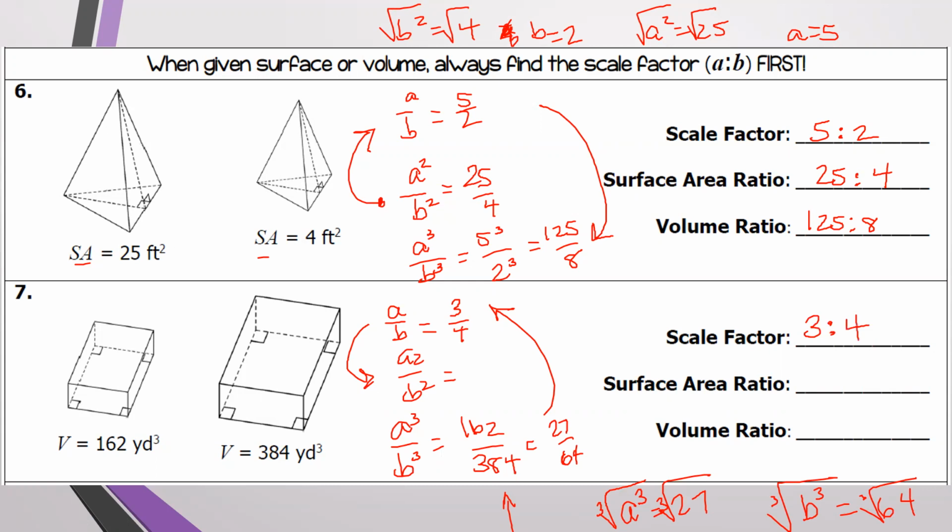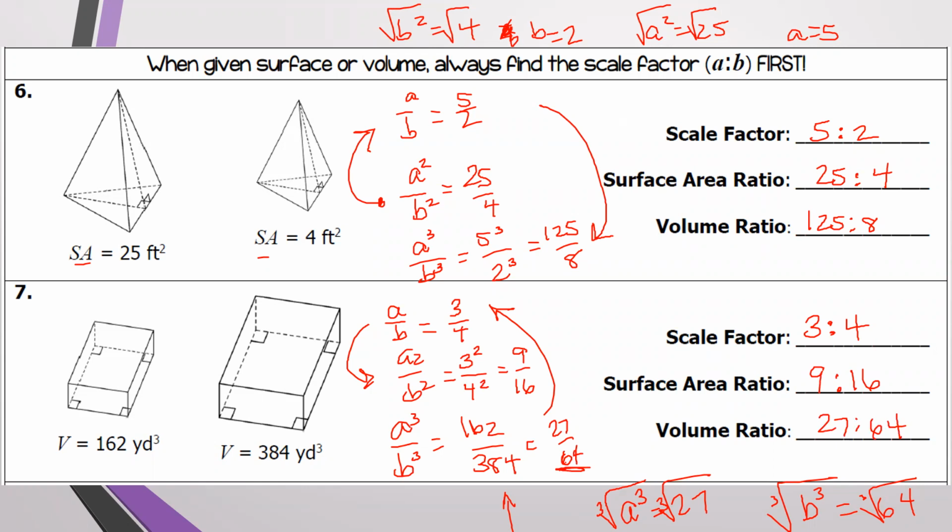Now I know the scale factor, or I know A over B, I can find A squared over B squared. Well, if A is 3, then A squared is 3 squared, and B is 4, so B squared is 4 squared. 3 squared is 9, and 4 squared is 16. So the surface area ratio is 9 to 16. The volume ratio, we're going to use the simplified version, 27 to 64.